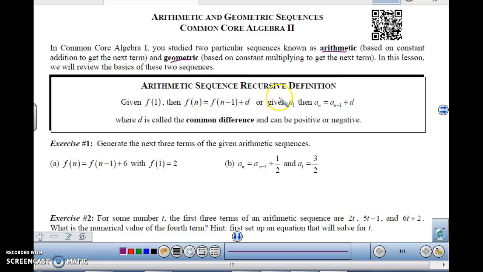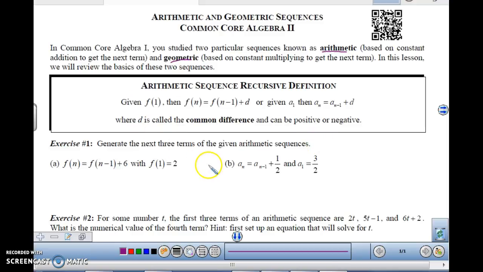Its recursive definition said, given f of 1, then f of n equals f of n minus 1 plus d. Or given a1, then a of n equals a of n minus 1 plus d, where d is the common difference and can be positive or negative. So let's break this down.